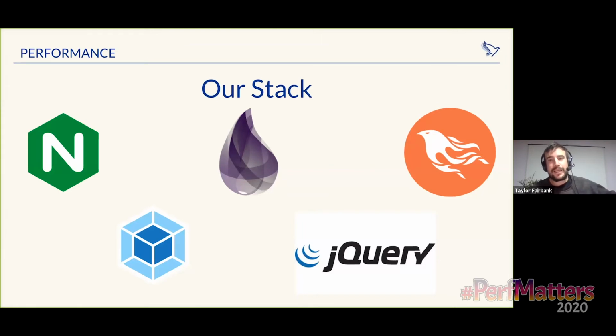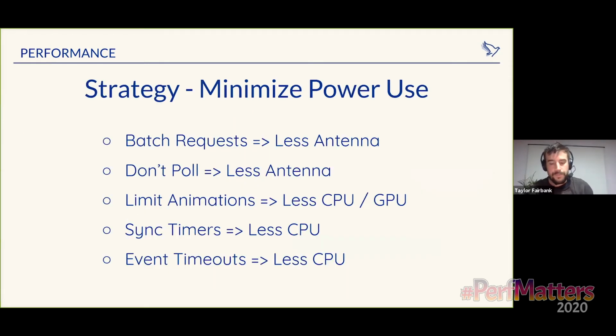This is our stack, at least it was up until 9 days ago. So we were running an Elixir Phoenix backend using Nginx to serve it up on a $5 DigitalOcean droplet. We used Webpack to optimize our front end assets, and our front end is super simple. It just uses some jQuery. So not a lot going on the front end, which is actually good, as you'll see.